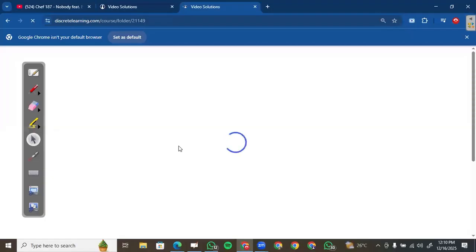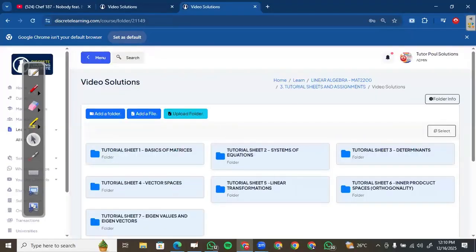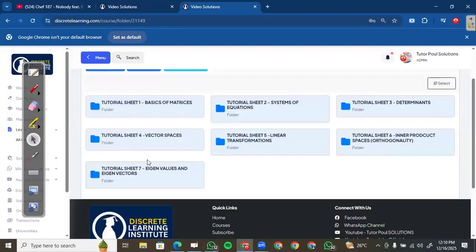You're going to find all the tutorial sheets that you're going to have. Okay, so from tutorial sheet 1 all the way up to tutorial sheet 7, okay? So there are 7 topics. So there are basics of matrices like addition, multiplication of matrices, subtraction, transpose, how to find the inverse. You're going to find those questions in this folder, okay? And then you move to systems of equations. So you're solving simultaneous equations using matrices.